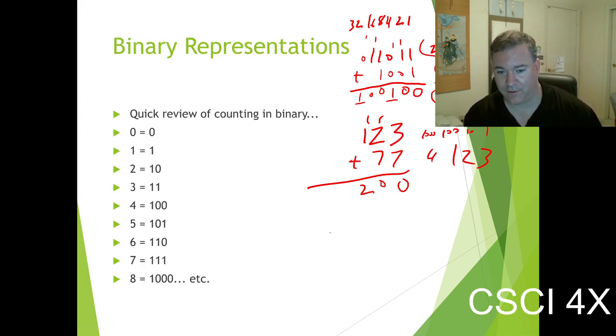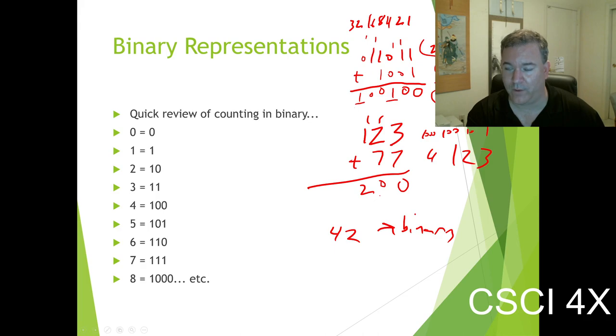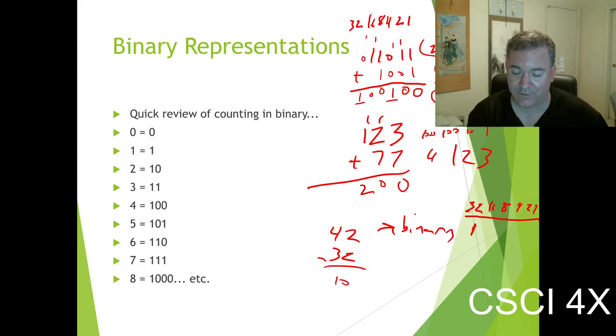And if you want to convert like 42 into binary, then there's a really easy process for doing so. What is the greatest power of 2 smaller than 42? Right, 32. Okay, so the greatest power of 2 smaller than 42 is 32. So I put a 1 in the 32's digit, subtract it out, I get 10. What is the greatest power of 2 smaller than 10?